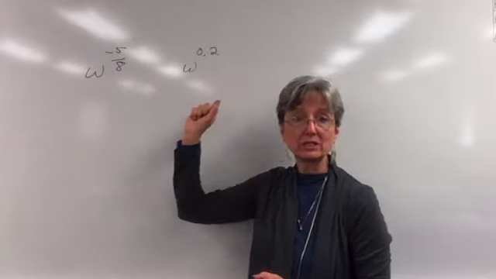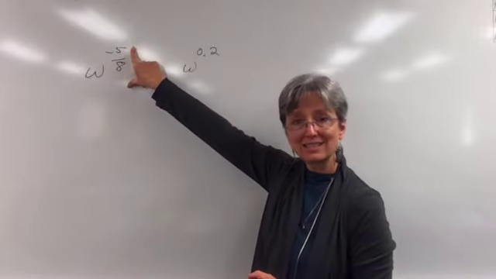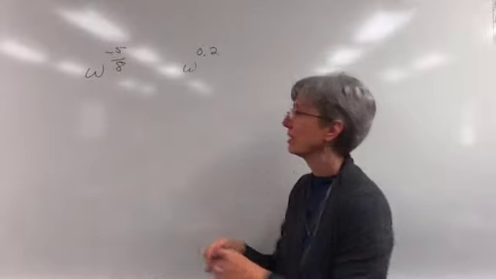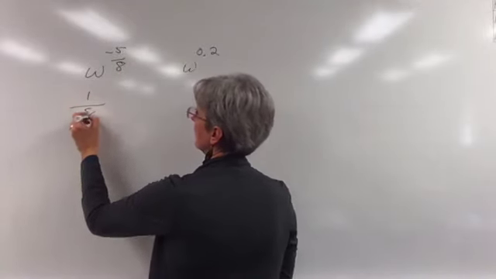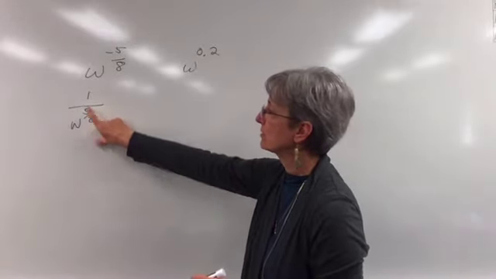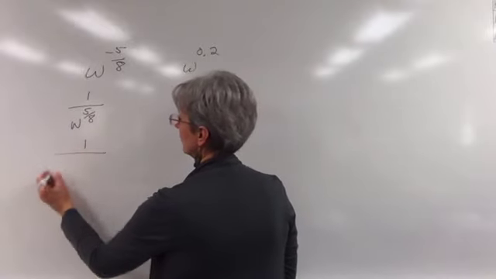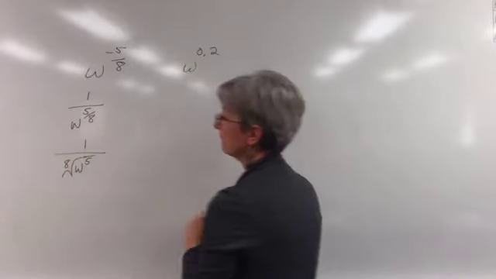This one I think will be simpler, but let's start with this. Remember, this is the root, this is the power, and it's negative. So first, this is 1 over w to the power of 5/8, and this is the 8th root of w to the 5th, so 1 over the 8th root of w to the 5th power.